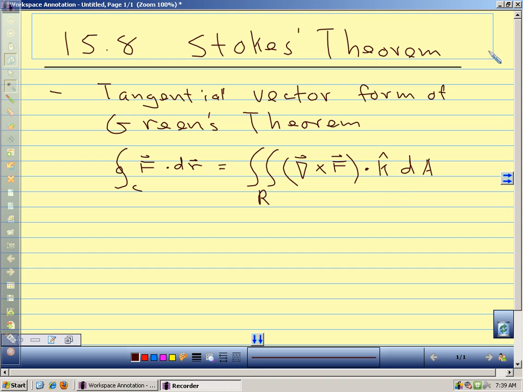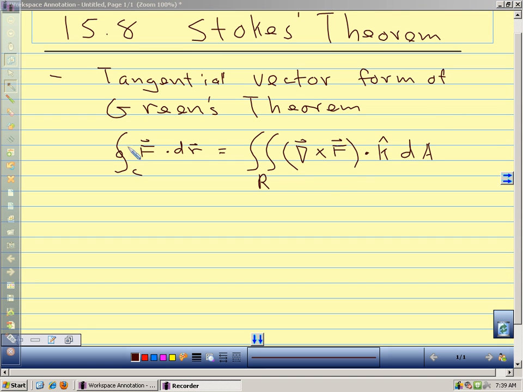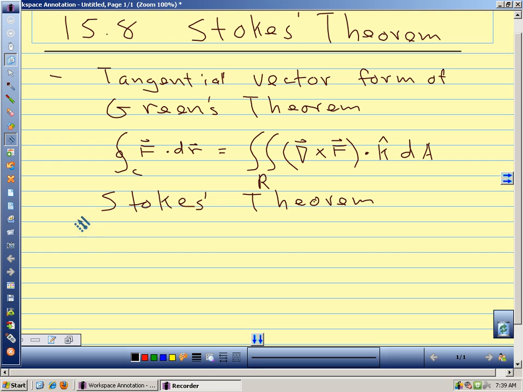Stokes' theorem extends this idea into 3 dimensions. We're going to sum the tangential component of a vector field around a curve that bounds a surface. So that's how Stokes' theorem extends this to 3 dimensions. We're going to do like we did with the divergence theorem: we'll state it, we're not going to prove it.